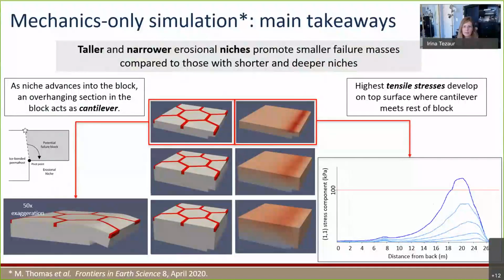So these are basically the same results as on the previous slide, just visualized in 3D to emphasize that this is a 3D simulation. So on the left, you can see that as the niche advances into the block, you get this overhanging section of the block that acts as a cantilever. And then on the right, this is showing the XX component of the Cauchy stress tensor as a function of the distance from the back of the bluff. And basically the highest tensile stress happens where the cantilever meets the rest of the block, again, as you would probably expect.